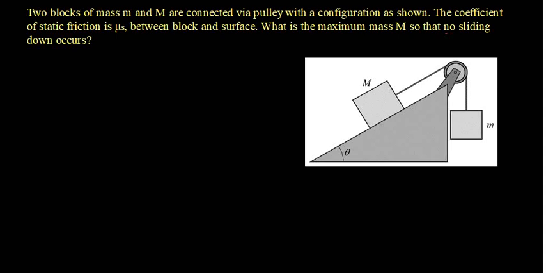The coefficient of static friction is mu s between the block, the capital M, and the surface. What is the maximum mass of the capital M, or that big box on the inclined surface, so that no sliding down will occur?